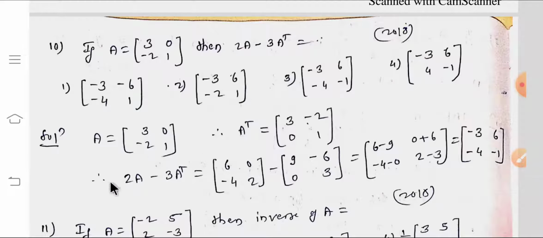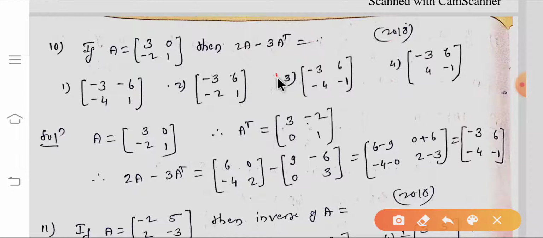So 2A minus 3A transpose: multiplying A by 2 gives 6 0, minus 4 2, and multiplying A transpose by 3 gives 9 minus 6, 0 3. Then we subtract: 6 minus 9, 0 minus 0, minus 4 plus 6, 2 minus 3. So the matrix is minus 3 6, minus 4 1. The option is number 3, minus 3 6 minus 4 1, which is the correct option.